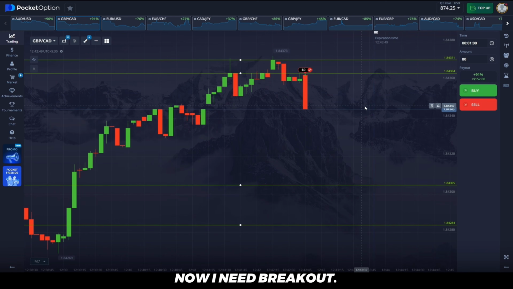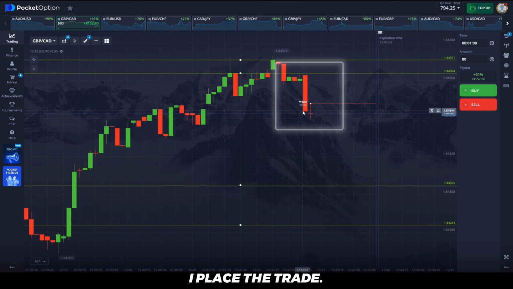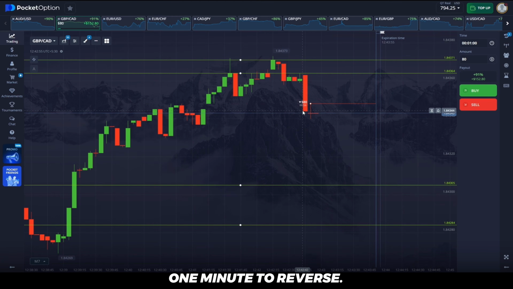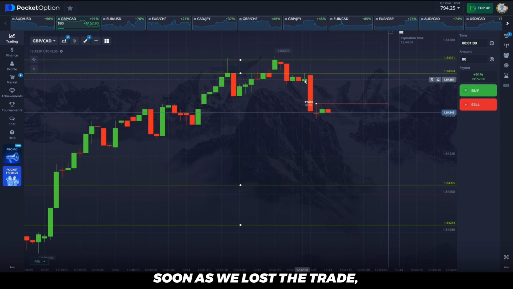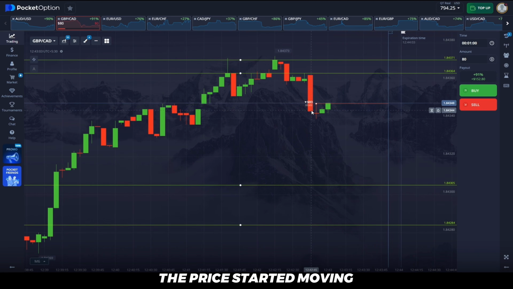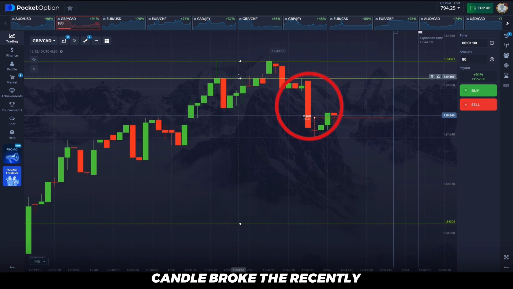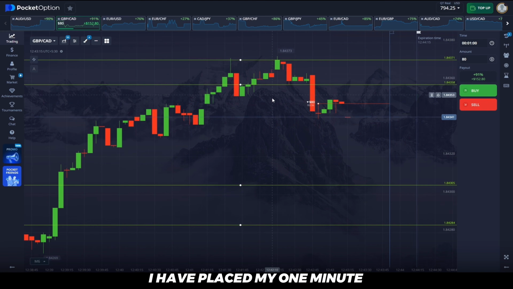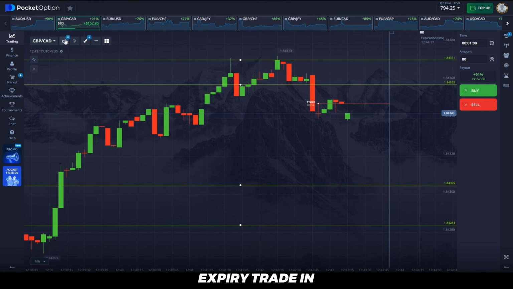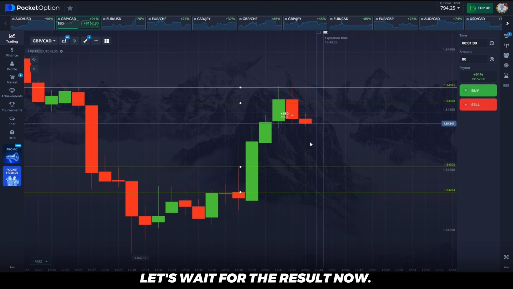Now I need a breakout. Okay, you can see the breakout here. I placed the trade. Price sometimes takes more than 1 minute to reverse. It was a good reversal pattern, but you can see that as soon as we lost the trade, the price started moving in the downward direction. This was the confirmation because this particular candle broke the recently rejected support level. So it's a confirmation for me. I have placed my 1 minute expiry trade in the downward direction. Chances of price going down are high now. Let's wait for the result now.